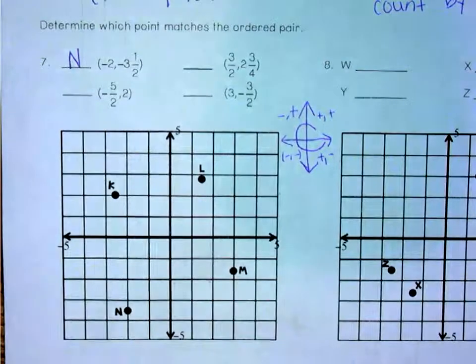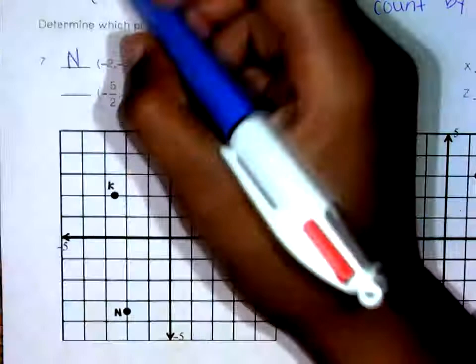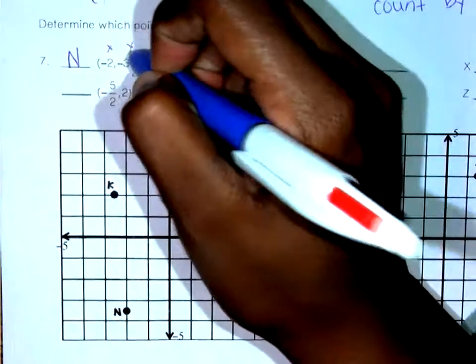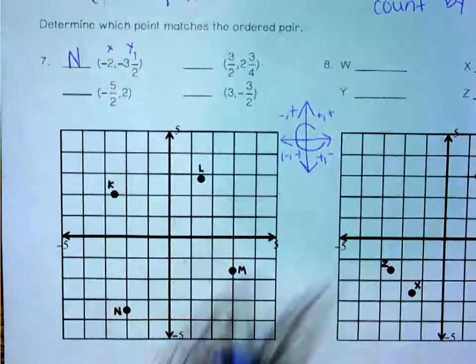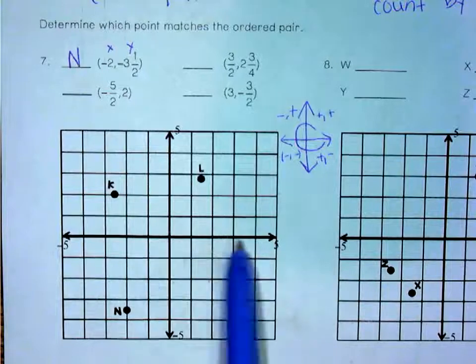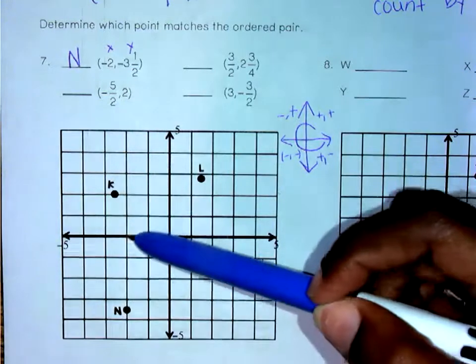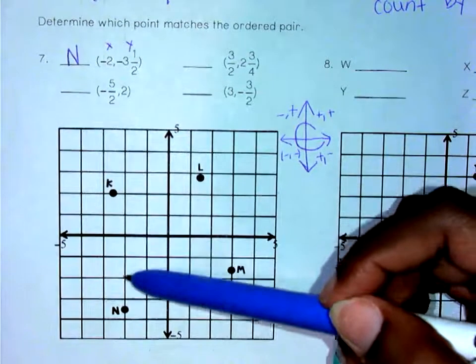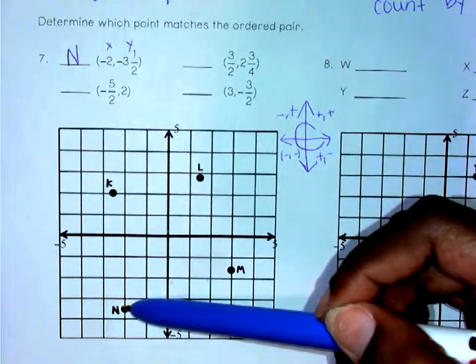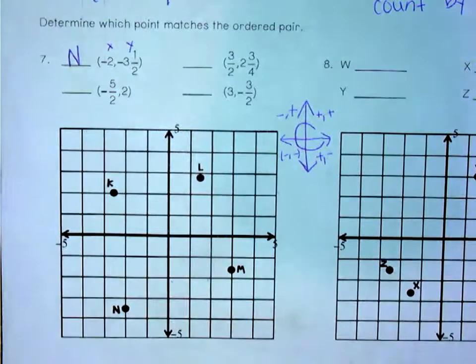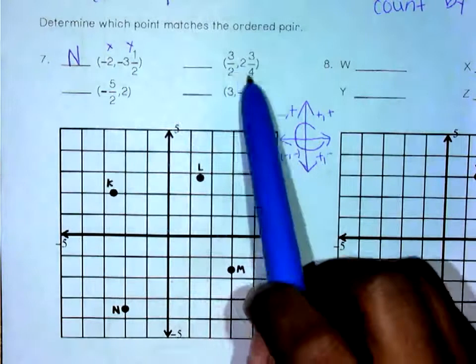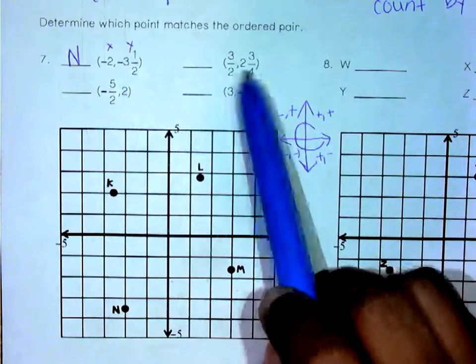Now, if I didn't want to do that, you know that this explains the X and this explains the Y. You would go to your X and you see -2 is right here. And you're going to go down 3 1/2. So if you go down 1, 2, 3 and go down half, you're right at N. All right. So let's try that way to see. So now you have 3/2 and 2 3/4.